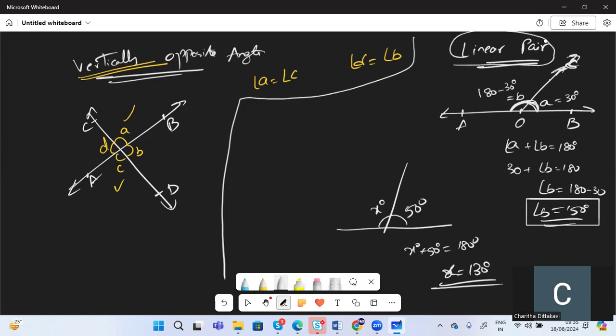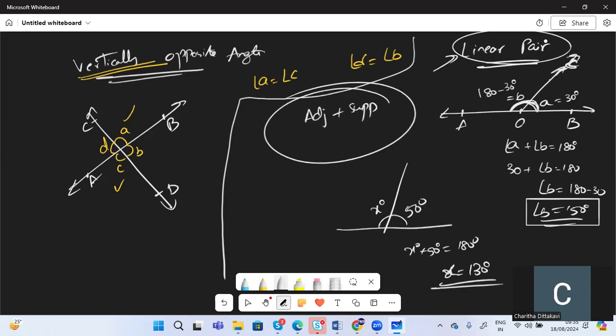These angles are called linear pair angles. So adjacent angles along with supplementary. If the two adjacent angles are supplementary, we say they form a linear pair, and they should be on the same straight line. The adjacent criterion should be matching along with supplementary to form a linear pair. Now observe here, vertically opposite angles, I said angle A equal to angle C, angle D equal to angle B, but why are they equal?